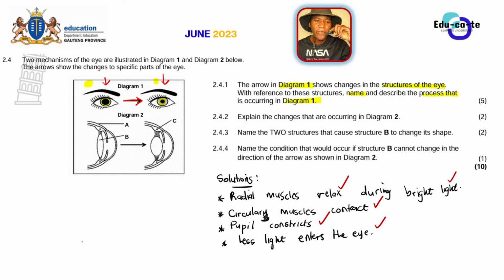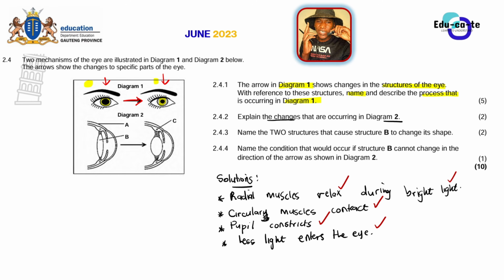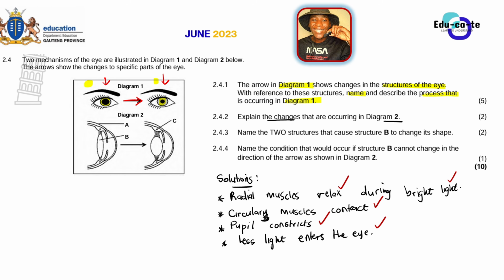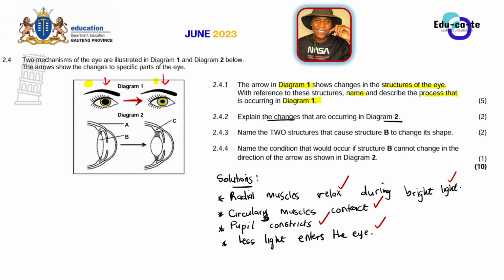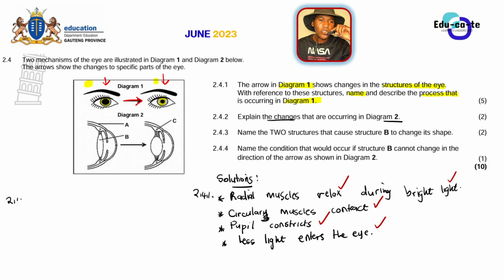And then 2.4.2 says explain the changes that are occurring in diagram 2. You've got only 2 marks. You're not explaining the whole process. They didn't say describe the process. They just say explain the changes that are happening there. So this was 2.4.1. Okay, for 2.4.2, we want to look at the changes happening in diagram 2.